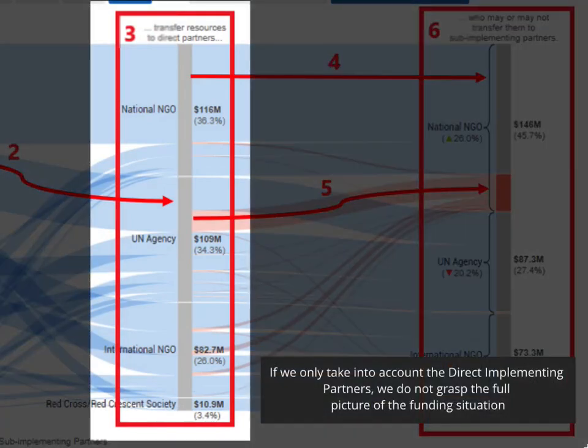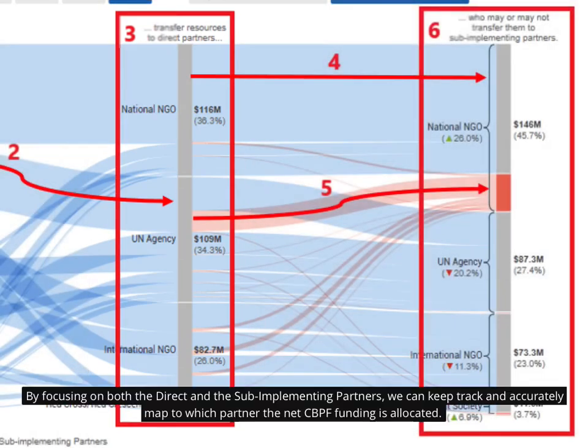If we only take into account the direct implementing partners, which receive direct funding from the CBPF, we do not grasp the full picture of the funding situation. By focusing on both the direct and the sub-implementing partners, we can keep track and accurately map to which partner the net CBPF funding is allocated.